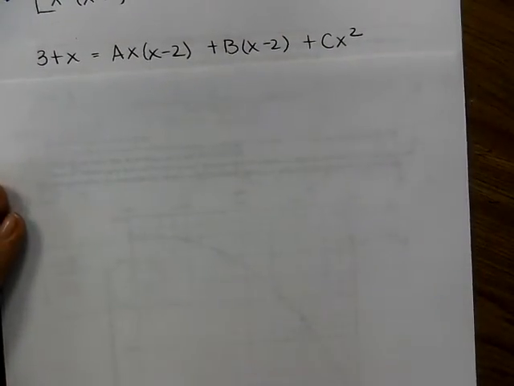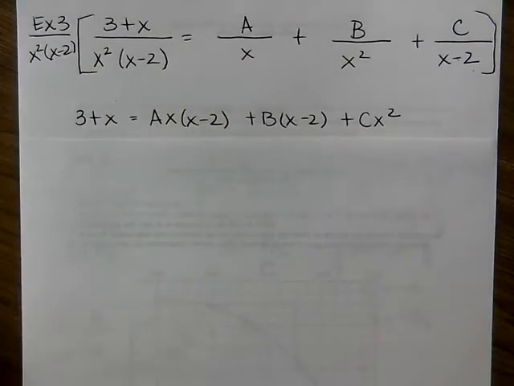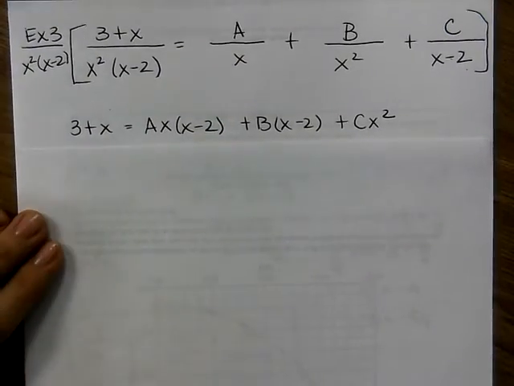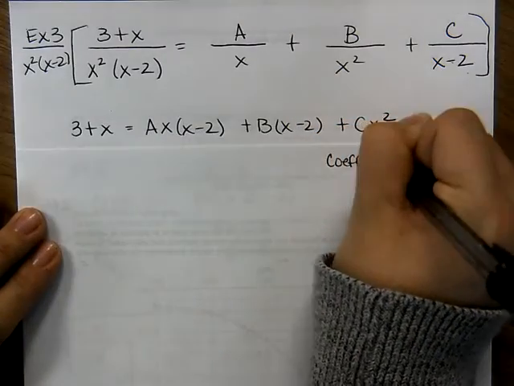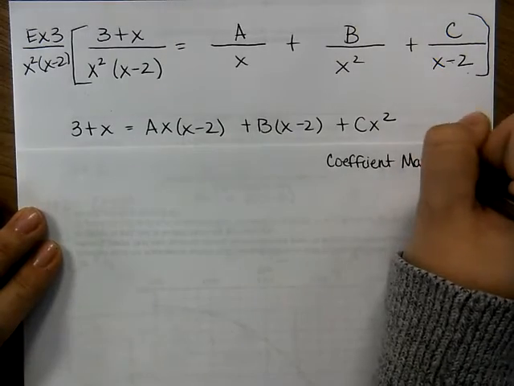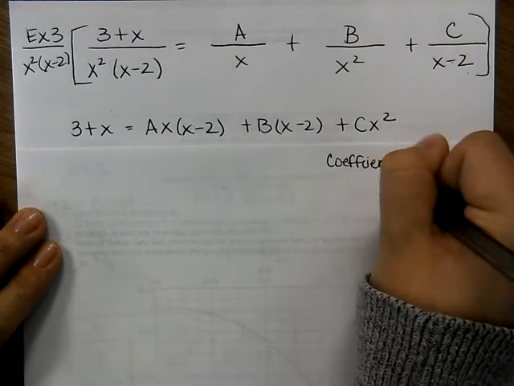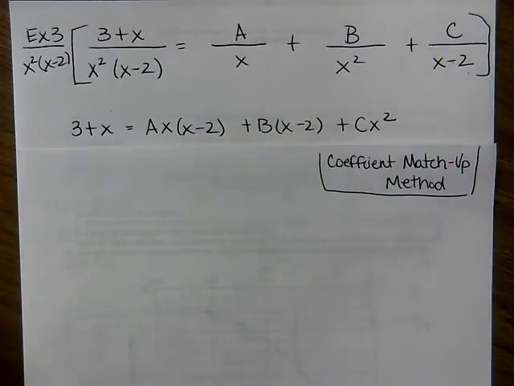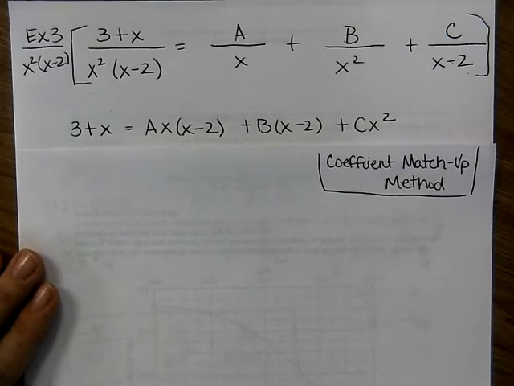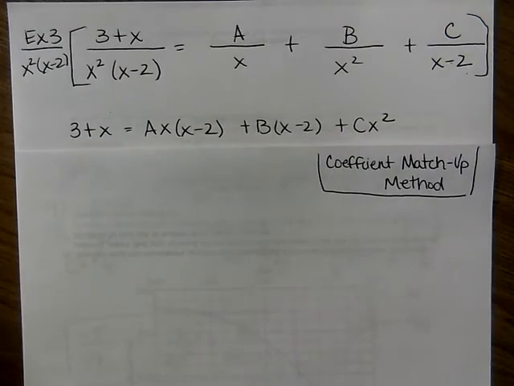So we're going to go back to this step. Once we cleared the denominator, we got this. This method is called the coefficient matchup method. It's a super fancy name. Sometimes I'll use this even from the beginning, and you can use this method in every single problem that we've already done. Sometimes it just takes a little bit longer.